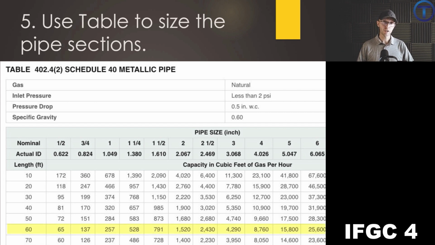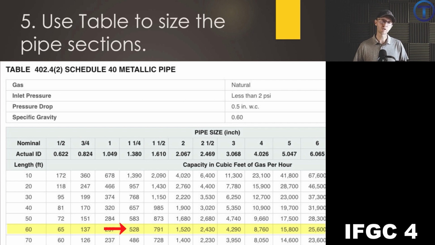So I am going to use this row, 60 feet, for the entire time that I'm sizing. That's the longest length method. We get in there, find that row, and just stick to it. So now that I know which row to use, I come across with my 271. From left to right, it's more than 65. It's more than 137. It's more than 257 by a little bit. So the next one over is 528.